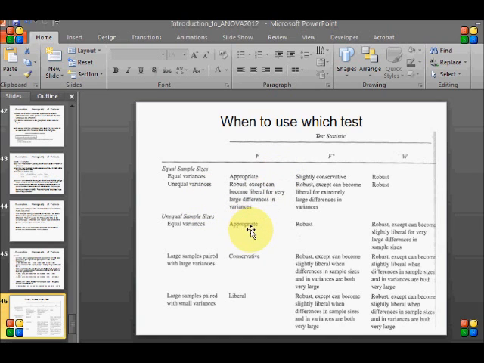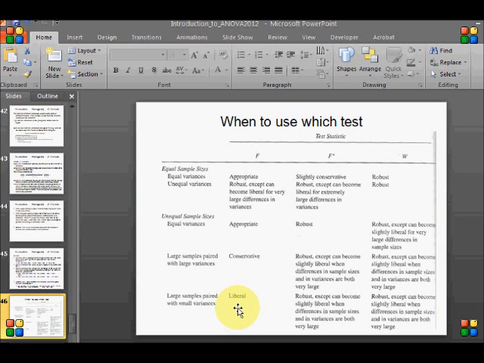When we have unequal sample sizes and we have equal variances, that's fine. It's just when we have unequal variances and unequal samples, and then we have different combinations. So when large samples are paired with large variances, then my F-test gets conservative, and I actually don't reject the null as much as I should, and I increase my type 2 errors. I reduce my power.